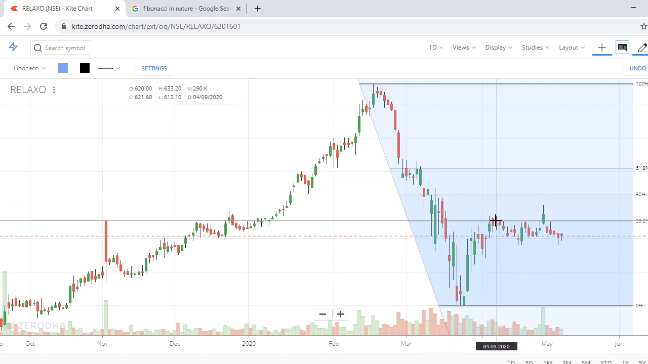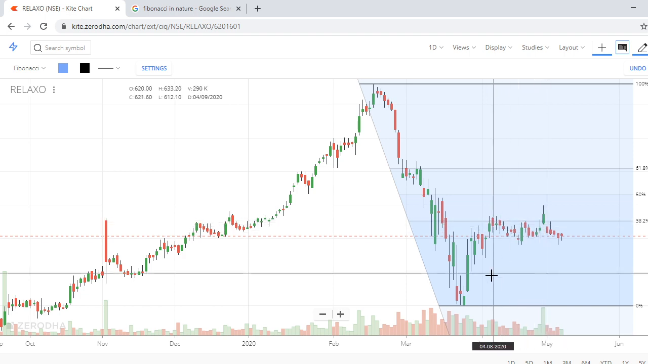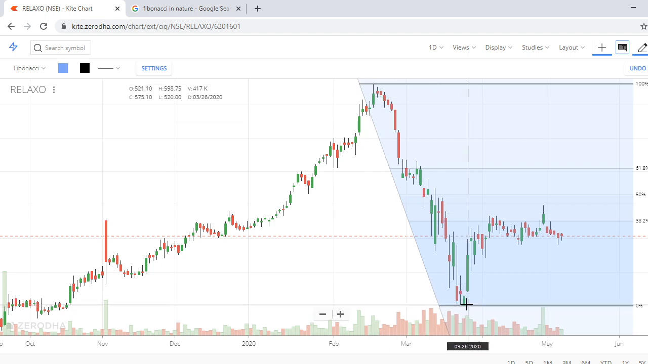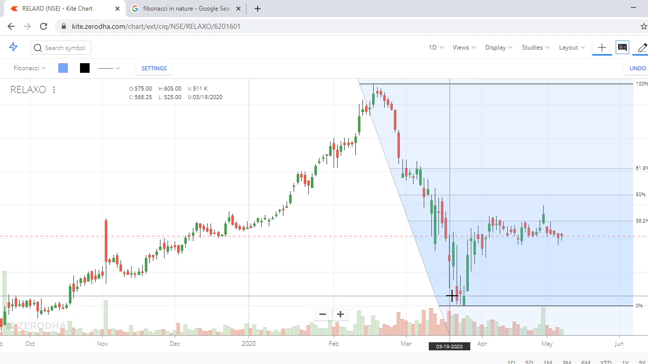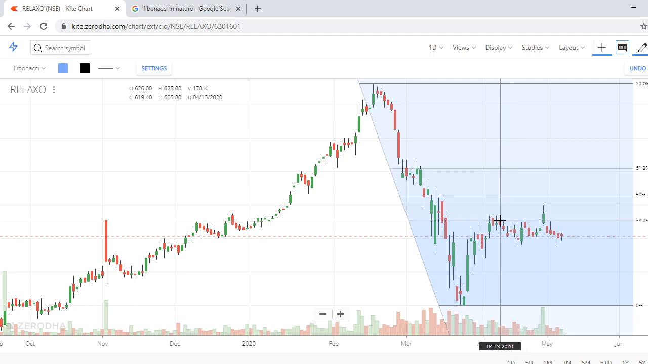38.2. It's trying very hard to break this level. Now, you don't tell me that I'm initiating a trade based on this, no, but if you initiated the trade somewhere around 500 or 520, 530, 540, you can book at this level, the 625 level. This is a good level to book your profits. So Fibonacci levels can be used to identify the targets, or to better trail your SL also.